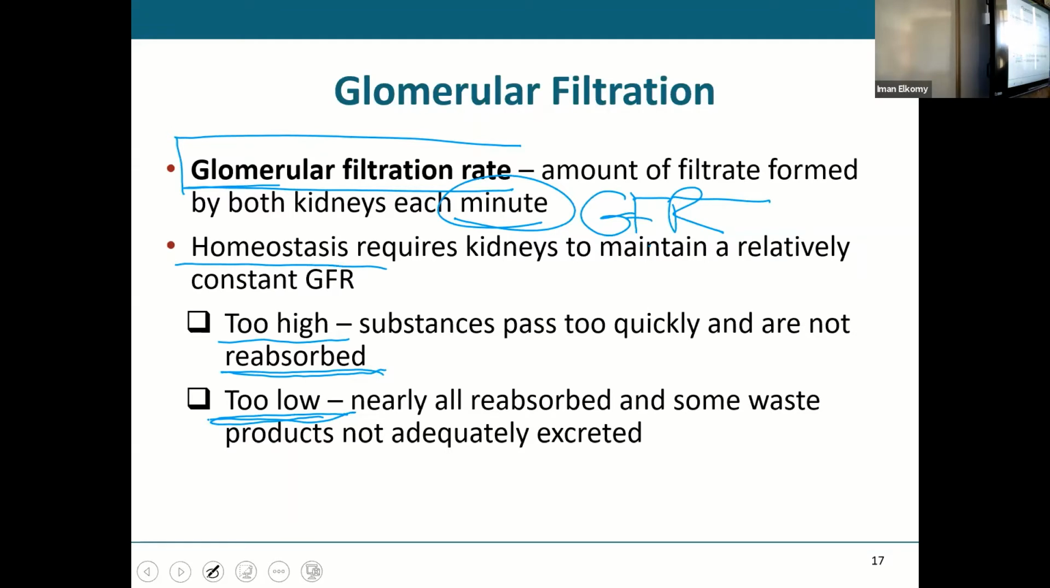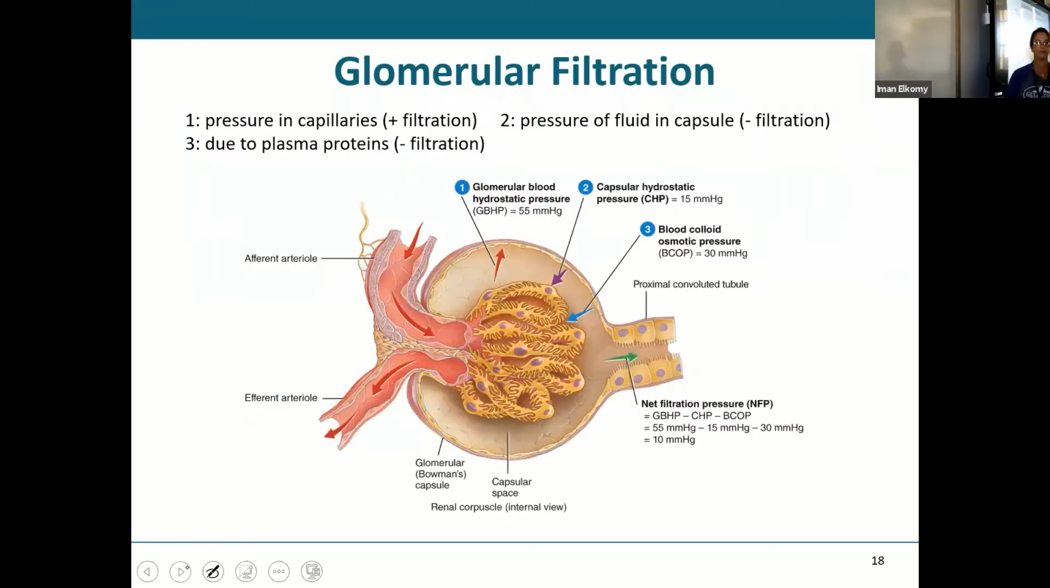But yeah. So anyways, this is what happens if you have an imbalance in this rate, and you really do want the kidneys to be able to keep it as stable and constant as possible so that you just reabsorb what you need and you have time to put back or secrete the waste products that you don't need. So let's talk about the factors that determine this glomerular filtration rate.